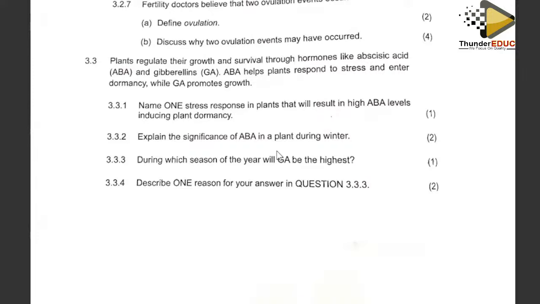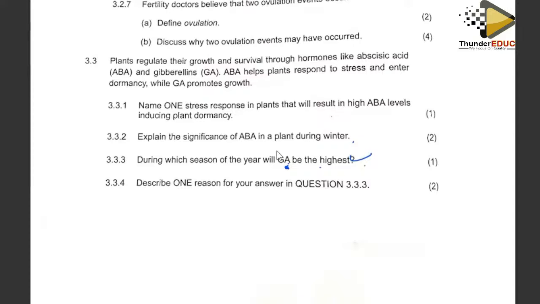Then, describe one reason for your answer. Which answer now? During which season of the year will gibberellin be highest? Okay, I think I skipped this. We shall see that it is very high in summer. Remember when I was teaching this, I said that gibberellins work better in summer, while abscisic acid works better in winter. So you see that it's bringing about the same story. Describe one reason for that.